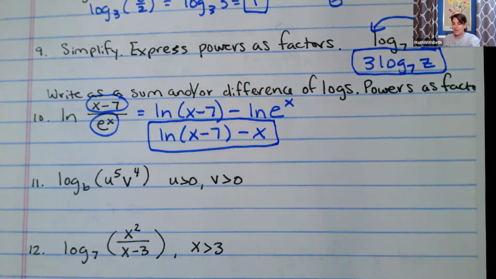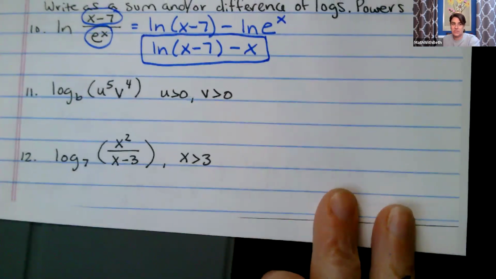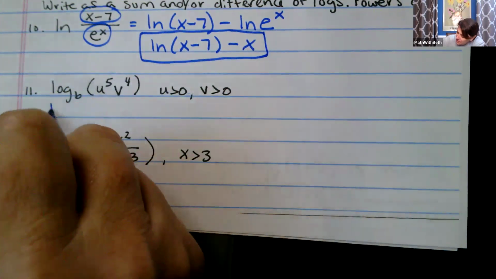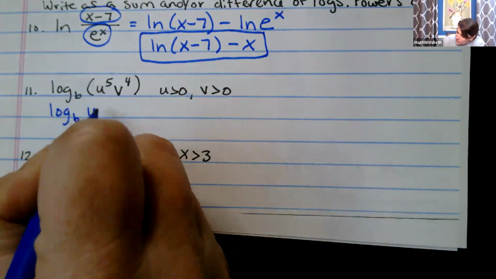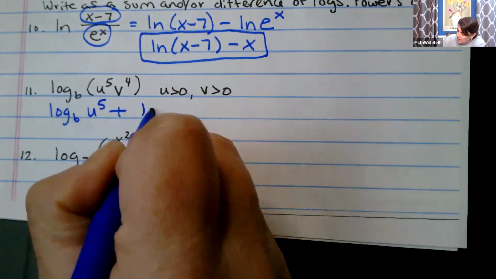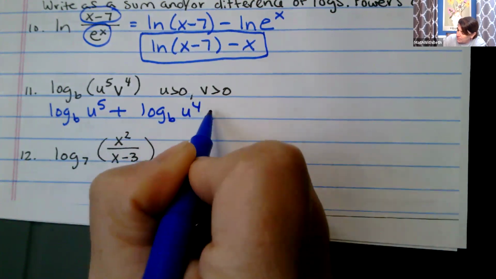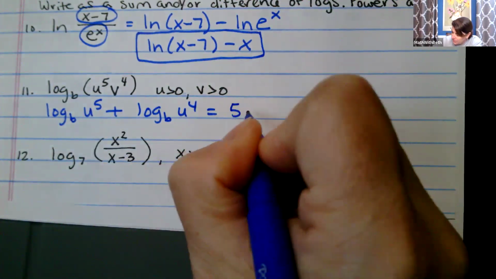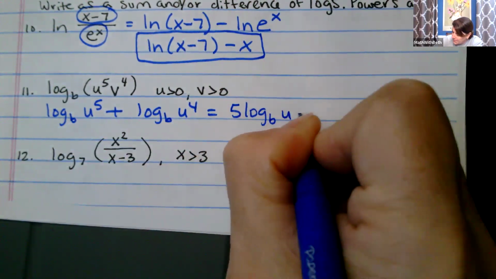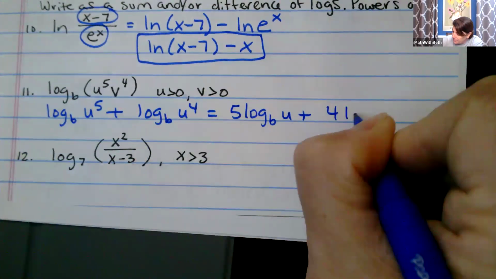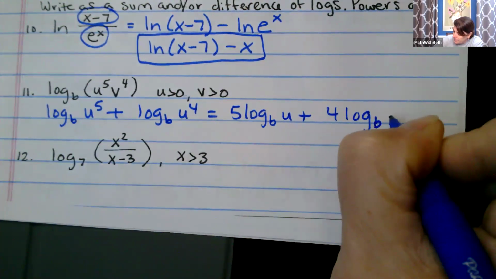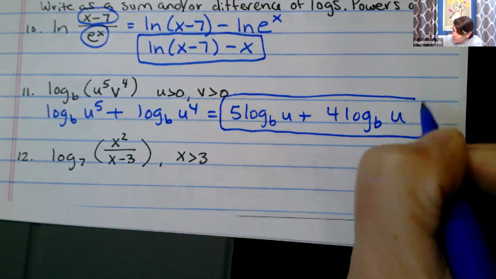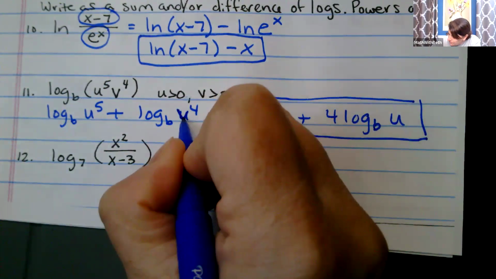Okay, same thing with 11. Just instead of one log with stuff being divided, I have stuff being multiplied. So that's going to change to this one plus this one. And then I don't usually want to leave the exponents at that point, so I'll bring the 5 out front and the 4 out front. And that's as far as I can go. Oops, I think I wrote that as a U. This one was a V.